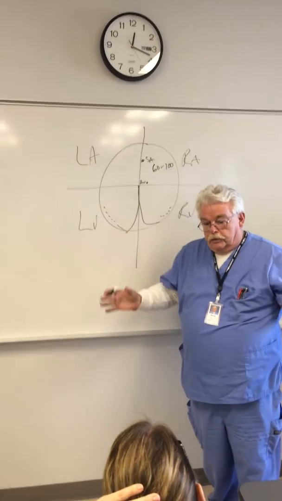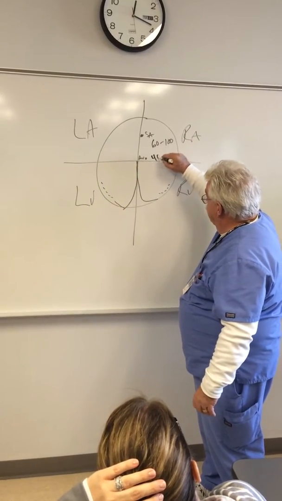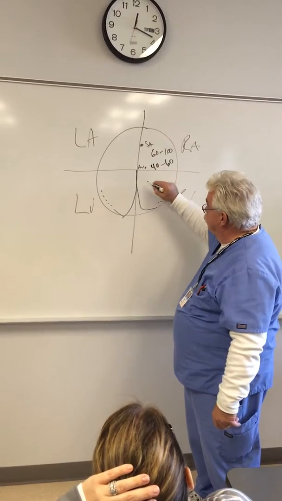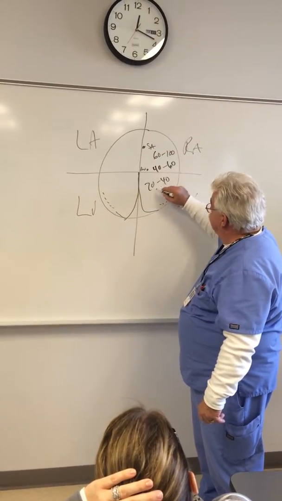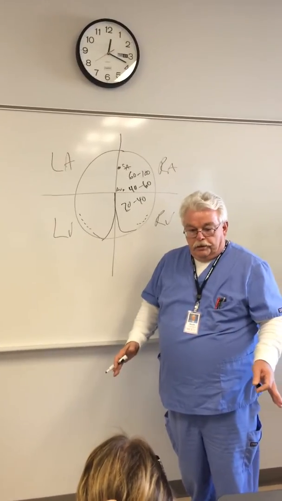A normal, adult, healthy human being is 60 to 100 beats per minute. If this one fails, it defaults to this one, which is 40 to 60 beats per minute. If this one fails, it defaults to this one, and that's 20 to 40 beats per minute. Those are the inherent rates. Those become important in a couple minutes.